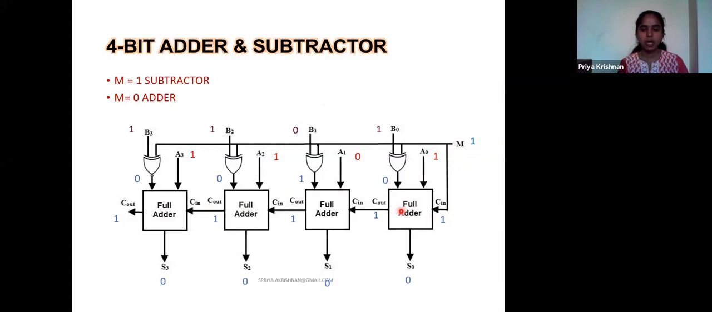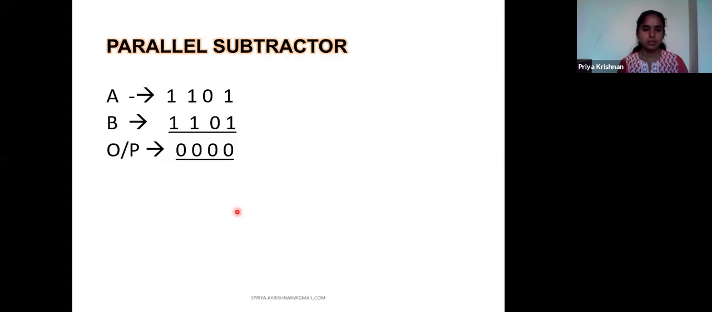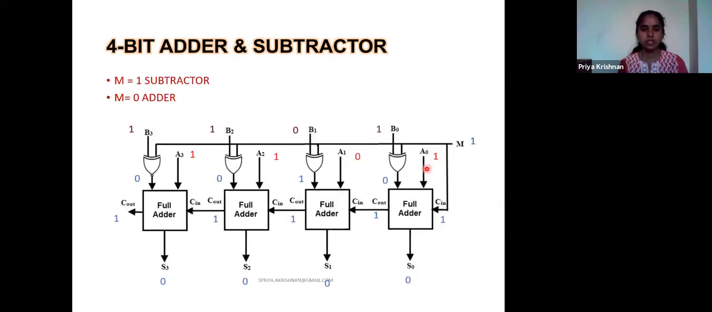Now I'll take you through the subtraction operation here. What input have I taken? I have taken the same inputs, 1 1 0 1, and for B also I have taken 1 1 0 1. With this input we will analyze how the circuit behaves. So the A input is 1 1 0 1, my B input is 1 1 0 1, and I want this to work as a subtractor, so I'll make M as 1.